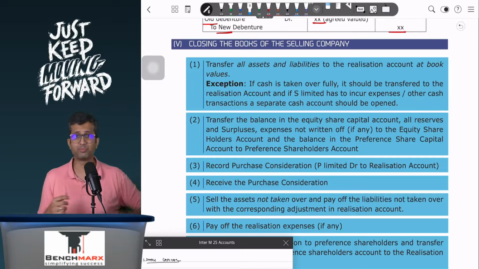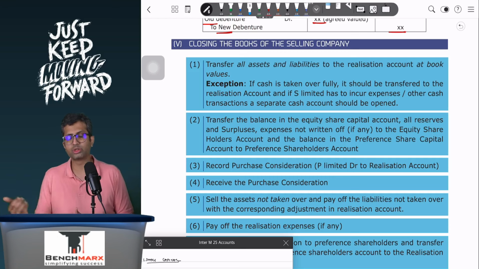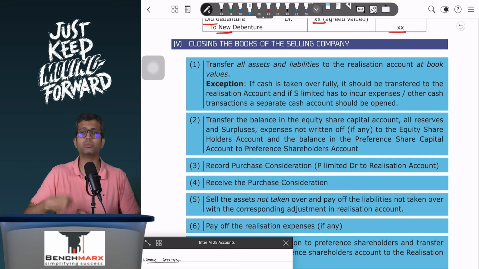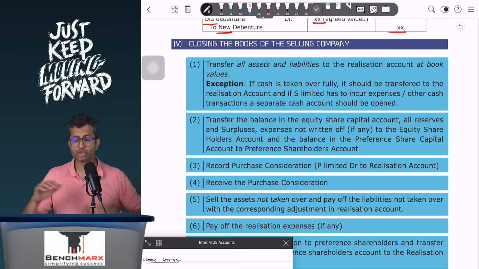So you will have P limited account debit to realization. For the entire assets and liabilities, P limited is going to pay some amount. So P limited account debit to realization. So you will create a separate P limited account, and then P limited will pay you the PC, maybe in the form of cash, maybe in the form of equity shares, in whatever form. So equity shares in P account debit, preference shares in P account debit to P limited. So P limited account closes.